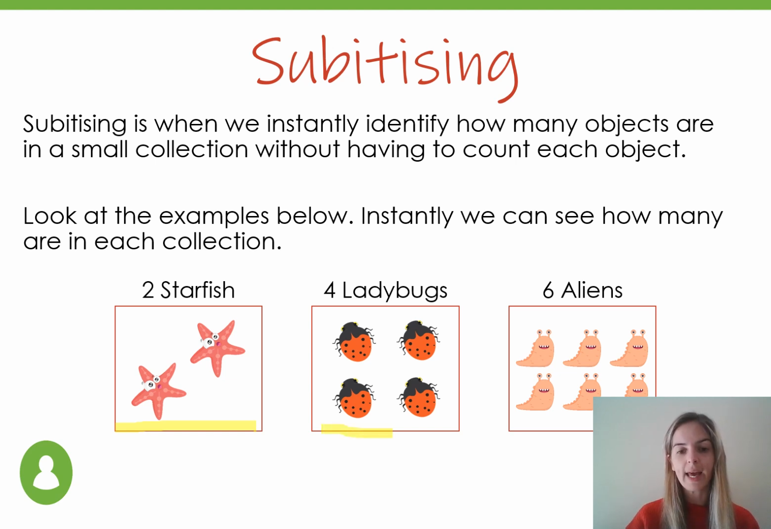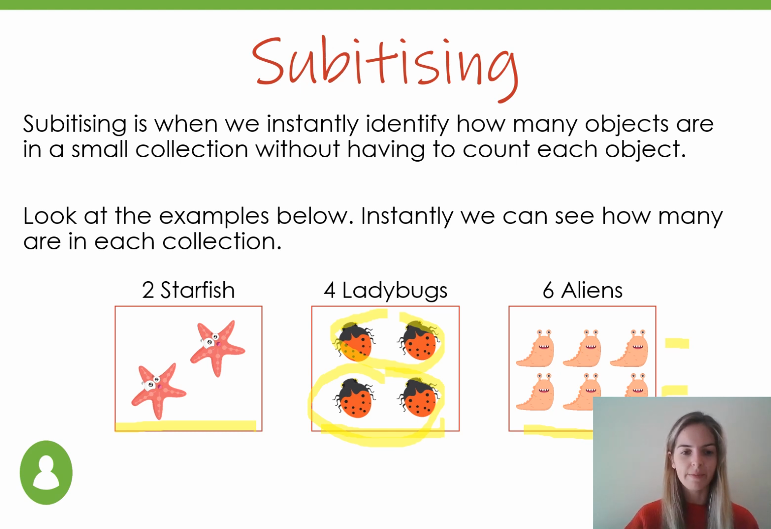Here we have 4 ladybugs, and we can see that this kind of looks like a dice where there are 4 dots. And we also know that 2 and 2 is 4. So it's also the way that the objects are arranged. And here we have 6 aliens, and we have 3 up the top and 3 down the bottom. So if you were able to instantly identify the 3 at the top, and you know that 3 and 3 is 6, that could also have helped you to understand that it was altogether 6 aliens.